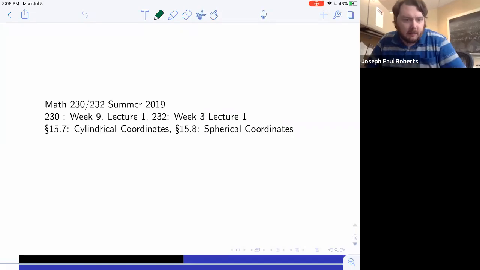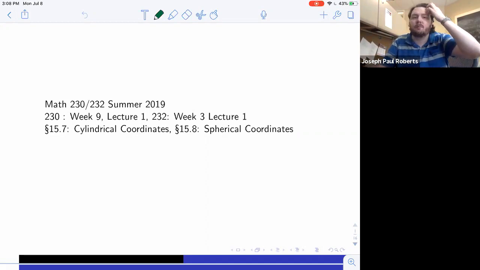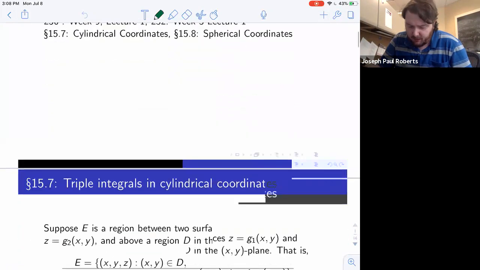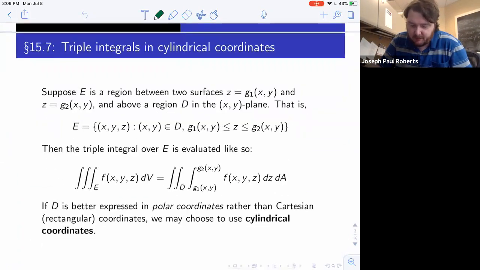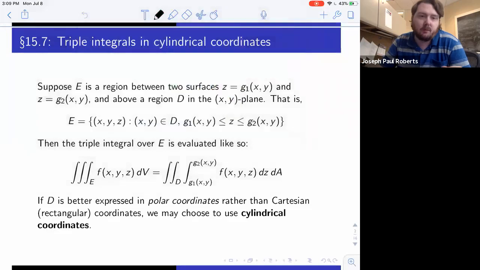All righty. I guess today we'll talk about alternative coordinates for triple integrals. So two ideas we'll talk about are cylindrical coordinates and spherical coordinates. And we've kind of been doing cylindrical coordinates already. Essentially, anytime your xy shadow D is appropriate for polar coordinates, that means that the triple integral is probably going to be appropriate for cylindrical coordinates.